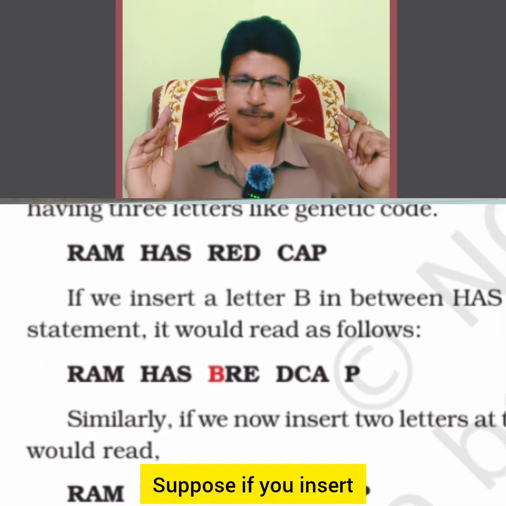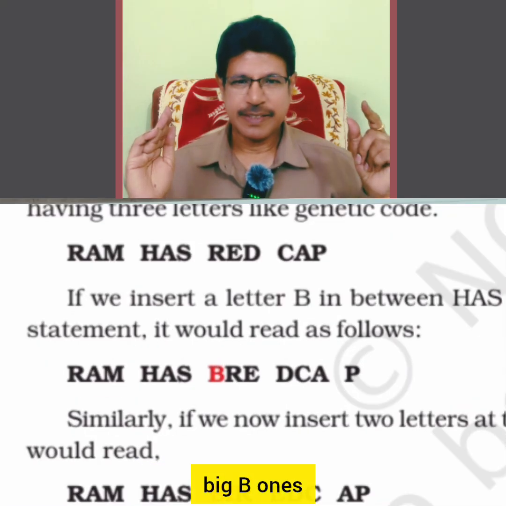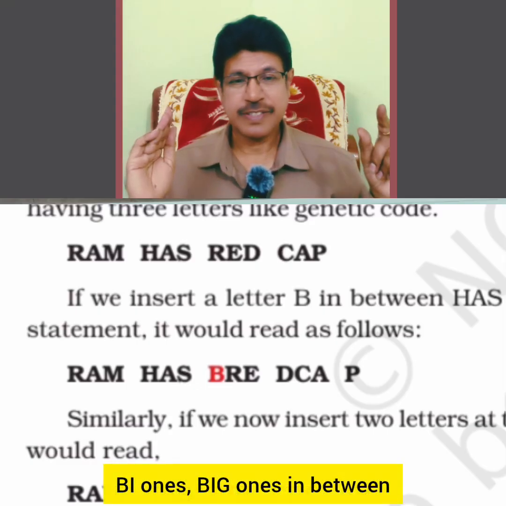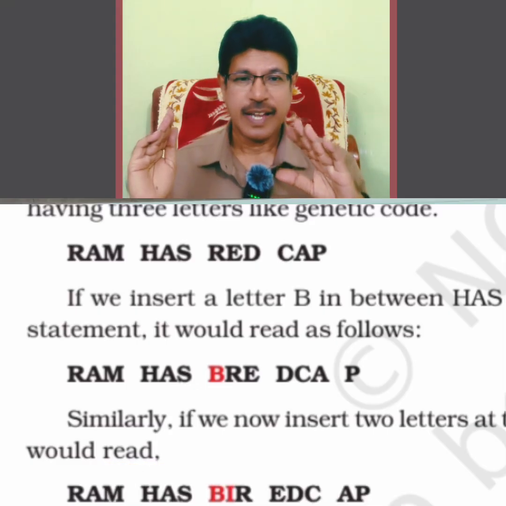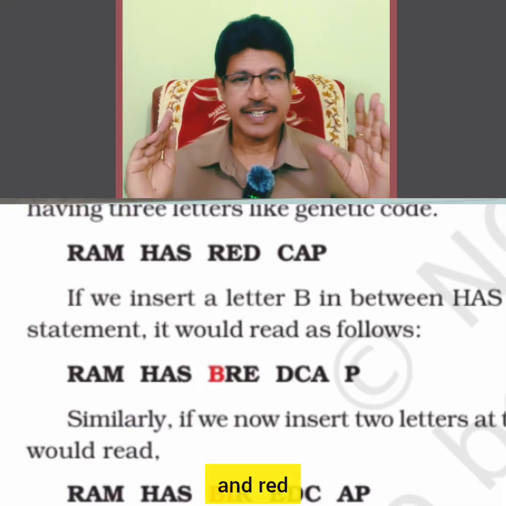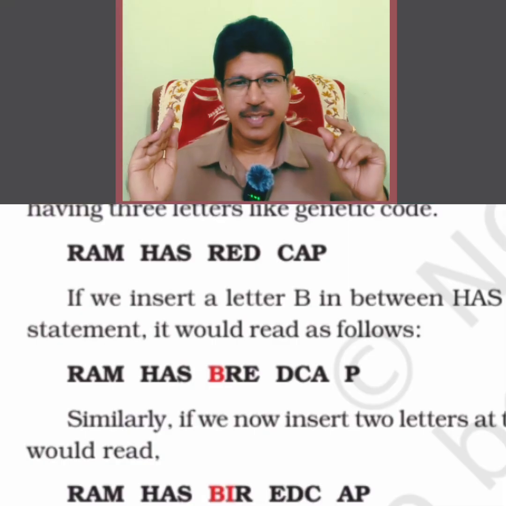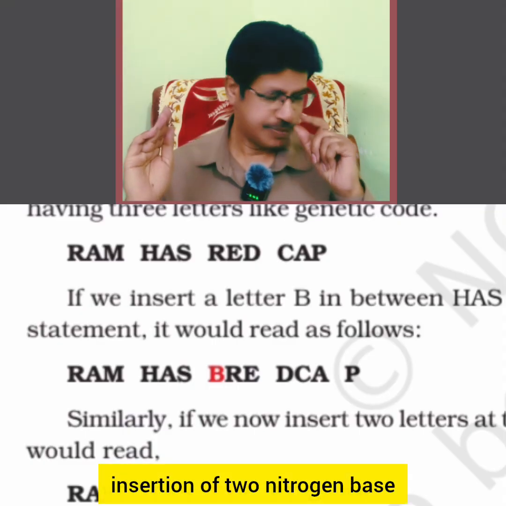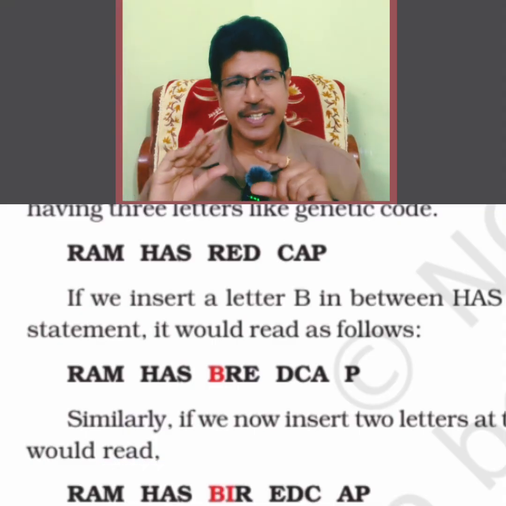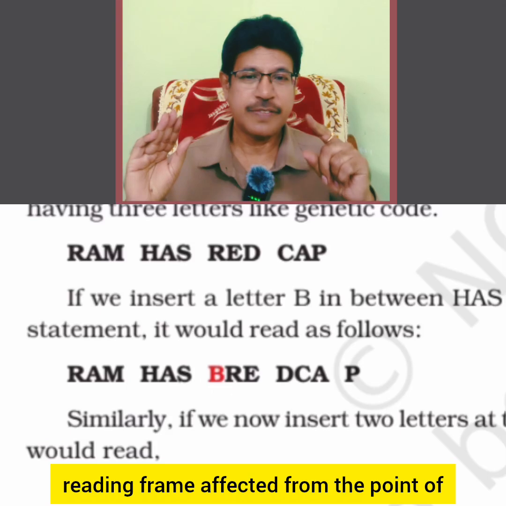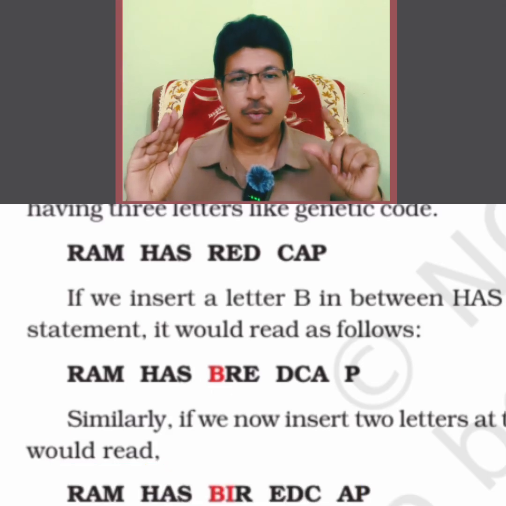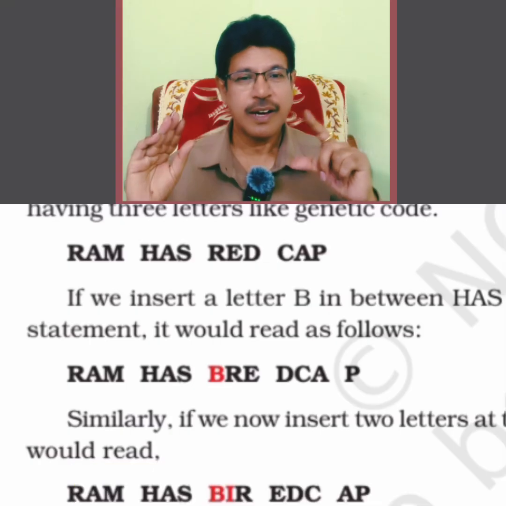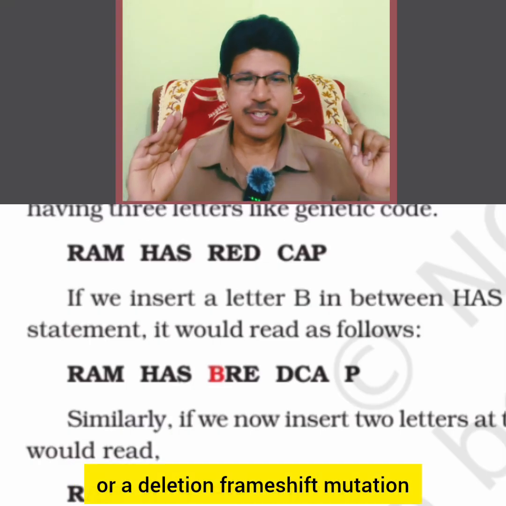Suppose you insert a "BIG" in between "has" and "red". Insertion of 1 nitrogen base, insertion of 2 nitrogen bases: the reading frame is affected from the point of insertion or deletion. What do you call the mutation? It is an insertional frame shift mutation or a deletion frame shift mutation.